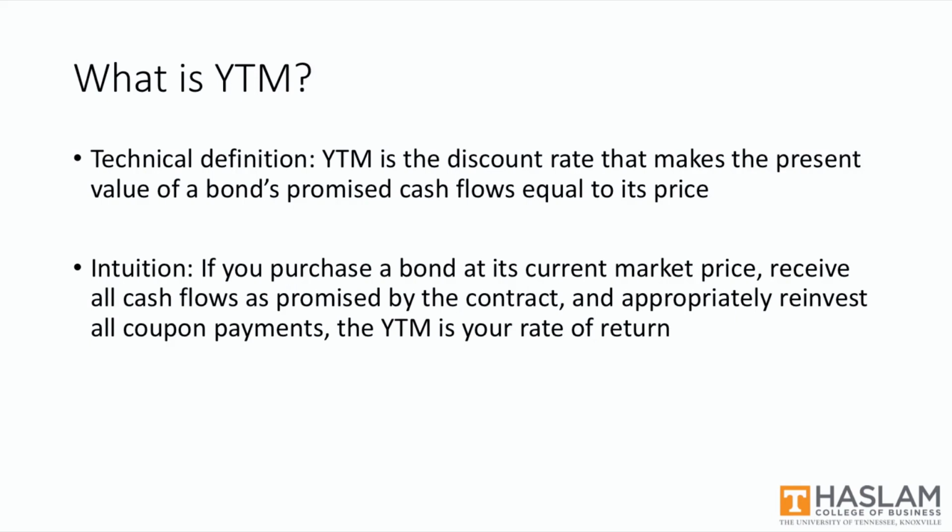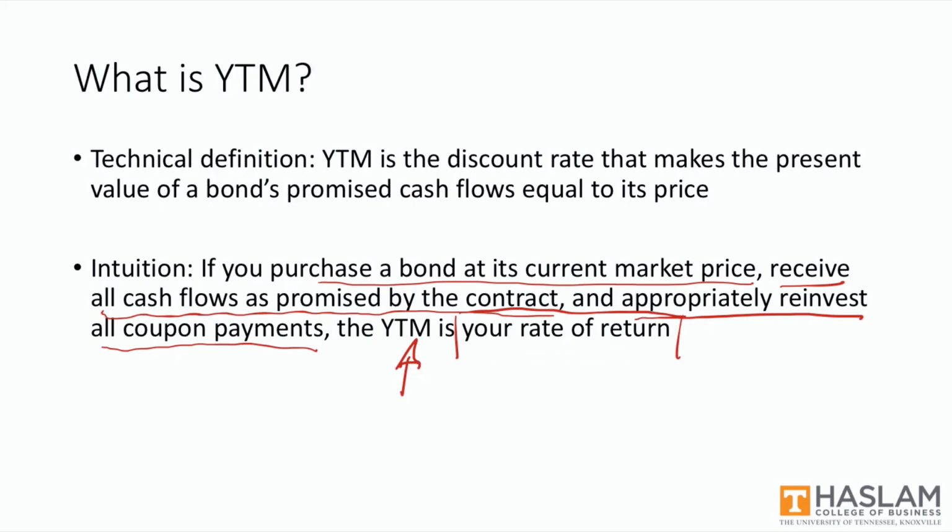So let's suppose that you purchase the bond at its current market price, and then you hold the bond until it matures. And in doing so, let's suppose further that you receive each and every one of those cash flows that the bond promises exactly as it specifies in the contract, and you appropriately reinvest each one of these periodic coupon payments. Okay, so if all of that happens, then the yield to maturity is your rate of return.